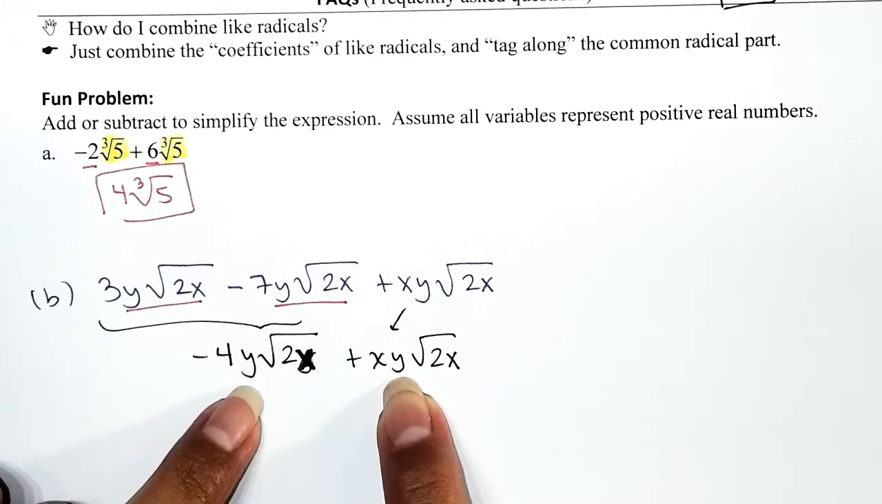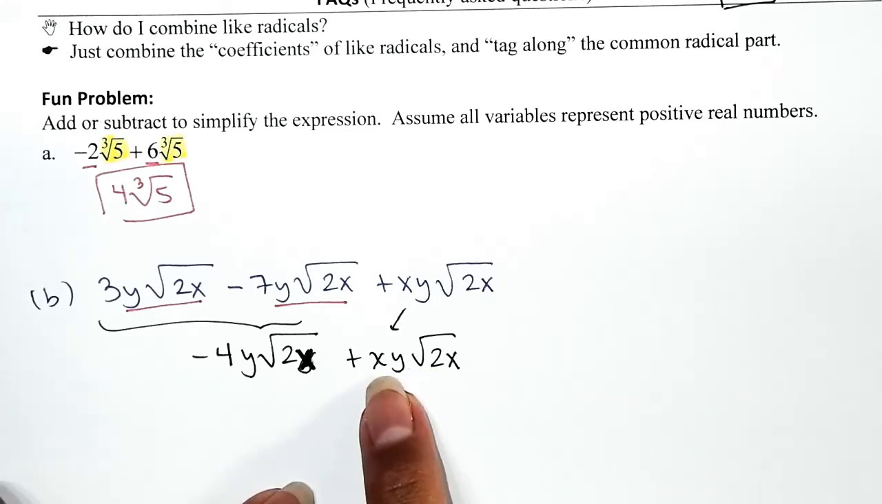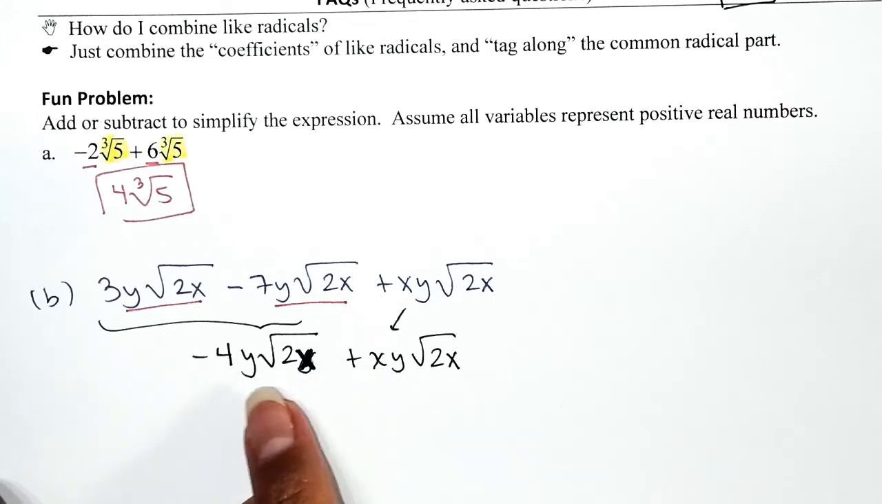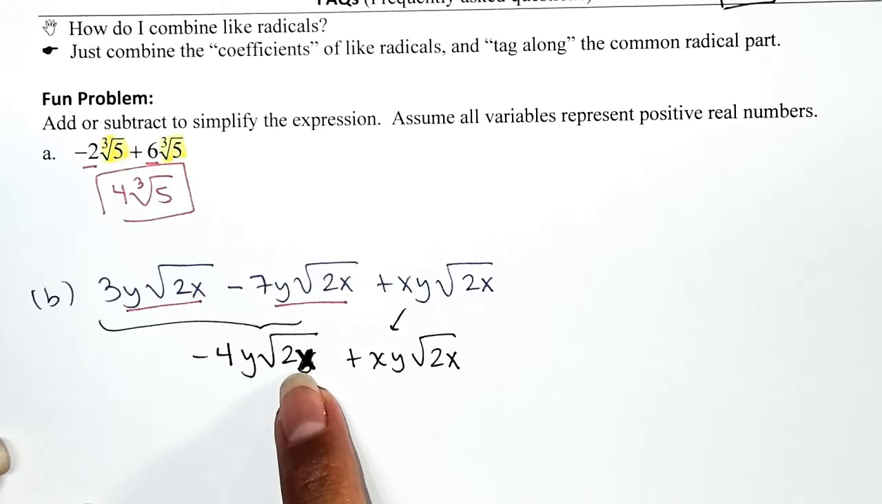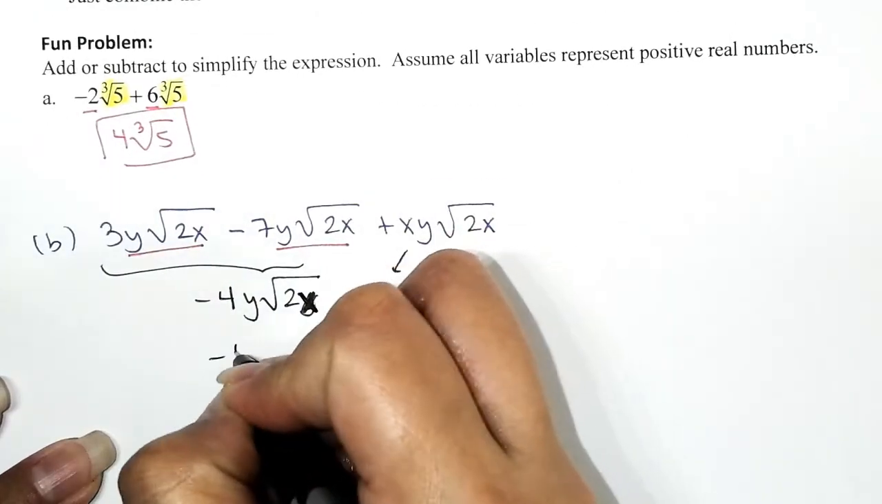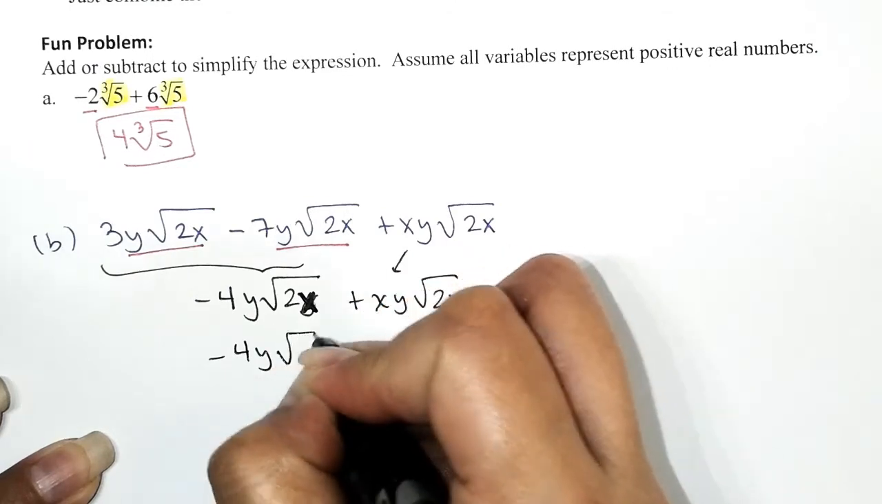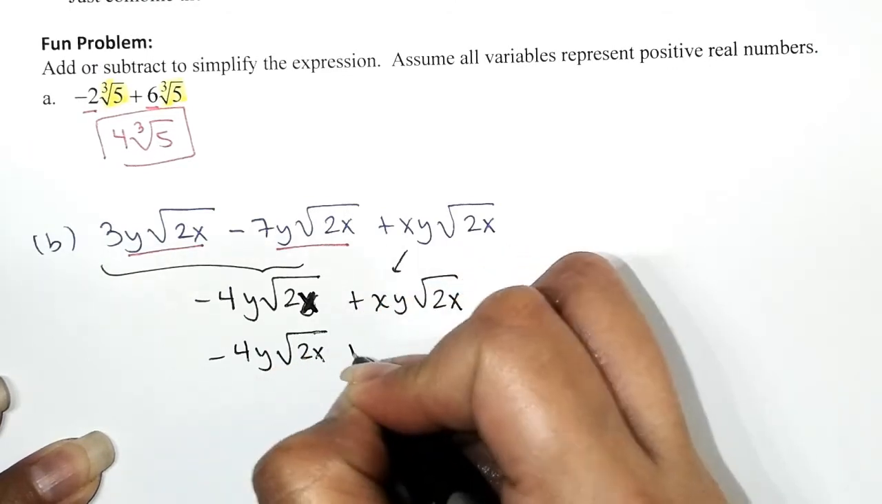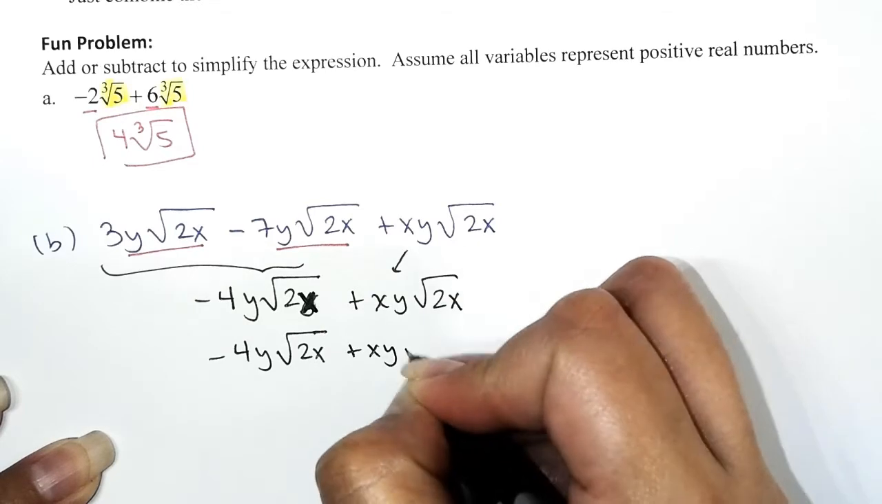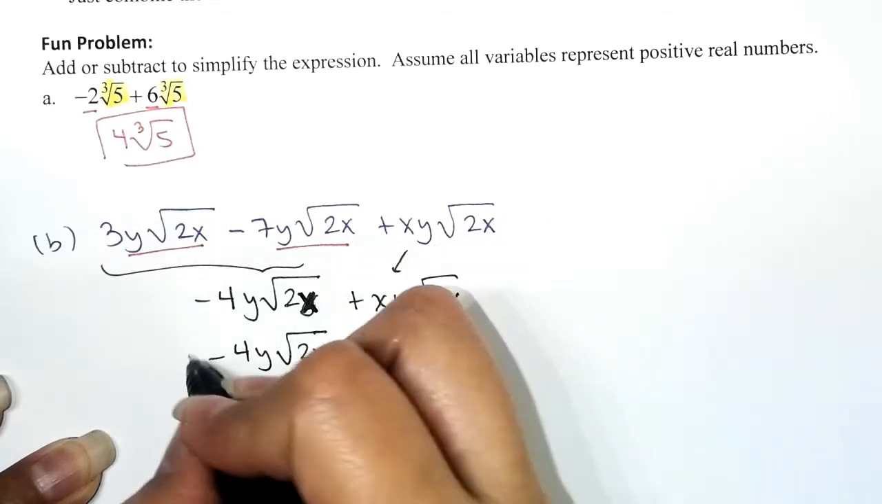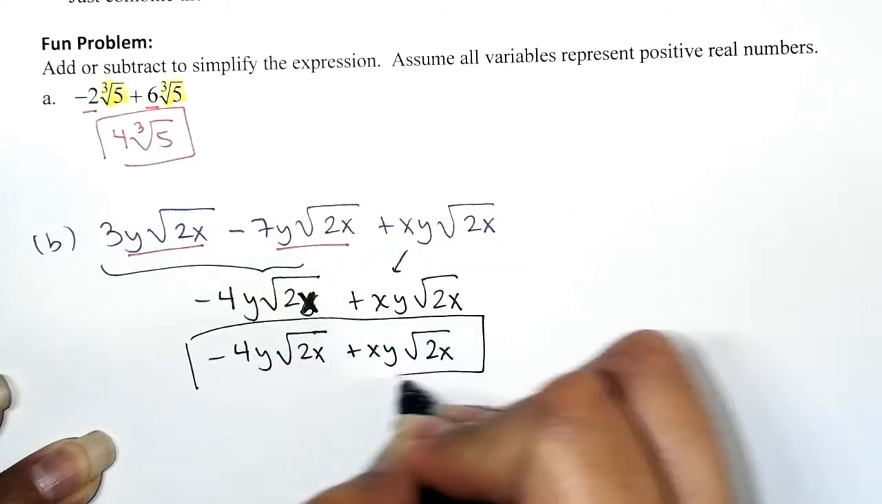If they were like terms, they would both need the same variable part times the same radical part. So they would both need an xy square root of 2x, and this one does not have xy square root of 2x. I will normally box this, but due to my technical difficulty, I need to write it over. So we have negative 4y times the square root of 2x plus xy times the square root of 2x. Okay, that is the answer, and we're sticking to it.